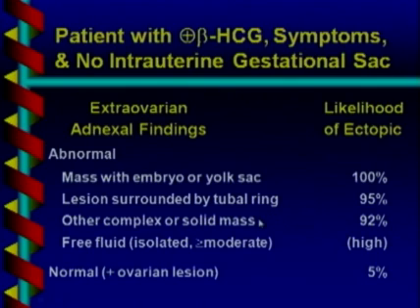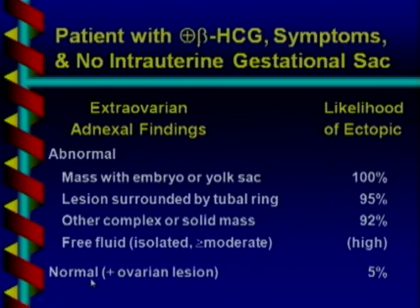If we see in a rule-out ectopic patient any complex or solid mass in the adnexa outside the ovary and outside the uterus, the likelihood of ectopic is slightly lower, but it's still over 90%. If we see free fluid with nothing else, as long as it's at least a moderate amount of free fluid in a rule-out ectopic patient, in our analysis we couldn't give a number, but we know that the likelihood of ectopic is quite high in a patient with a moderate to large amount of free fluid, positive pregnancy test, symptoms, and nothing in the uterus.